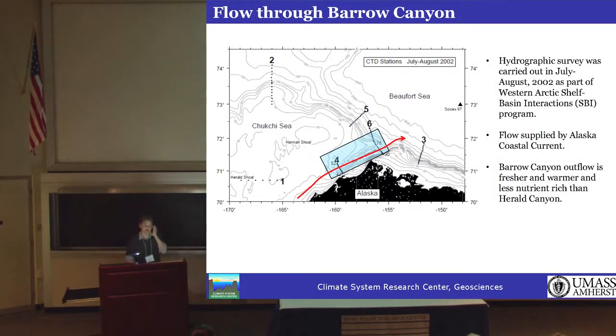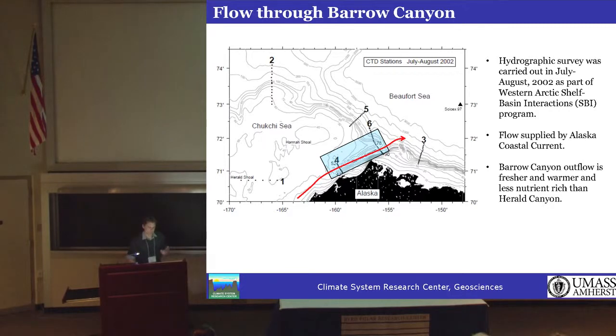What's flowing through Barrow Canyon is primarily supplied by the Alaska coastal current, a narrow coastal current that basically winds its way up through the Pacific, around the coast of Alaska, into the Arctic through Bering Strait, and then follows the contours down through Barrow Canyon.